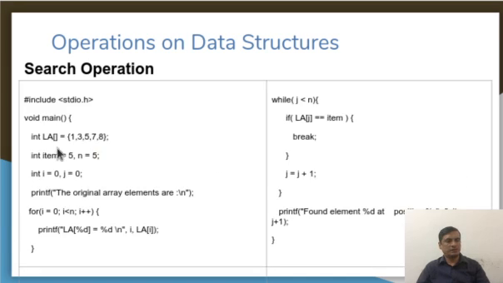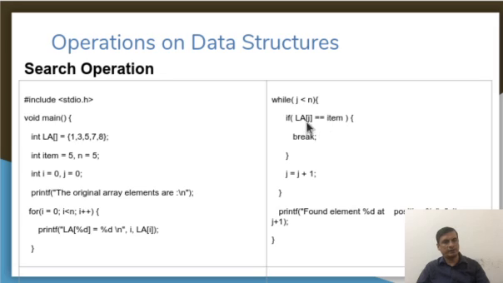So likewise here, this is a program to illustrate that one. I have a linear array 1, 3, 5, 7, 8. I need to find the element 5, and I will try to search for the 5 within this given array. Initially I will print the original array, and then I will check every index to see whether it matches the given item.